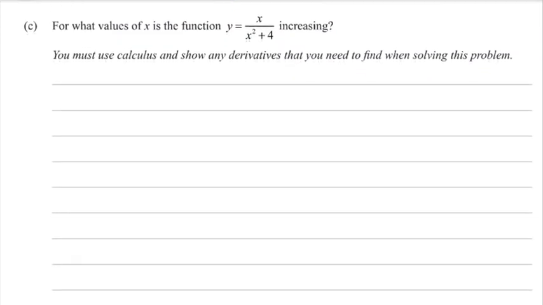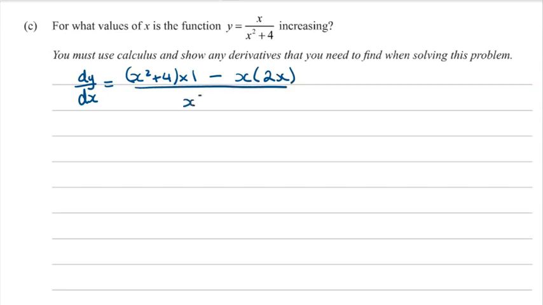Part c, we want to know when the function is increasing. That means the gradient is positive. So dy by dx, we've got another quotient rule. So v du by dx, so we'll do x squared plus 4 times the derivative of the top, minus u times dv by dx, so the derivative of the bottom, divided by the bottom squared. And I'll just tidy that up.